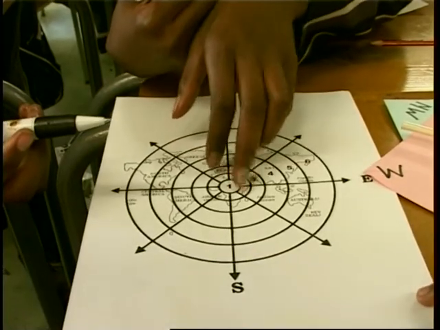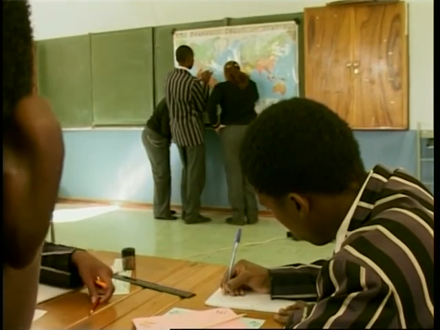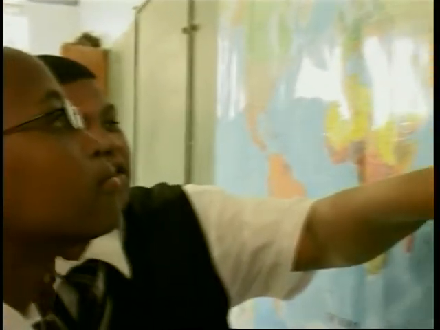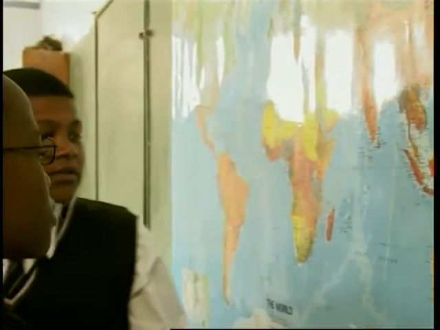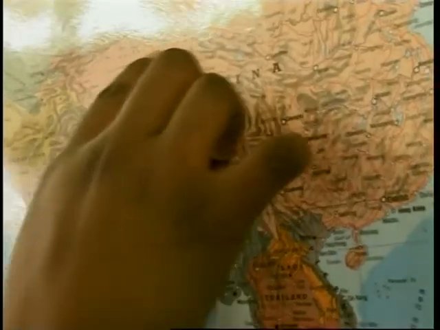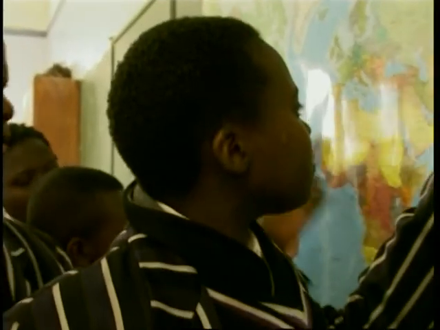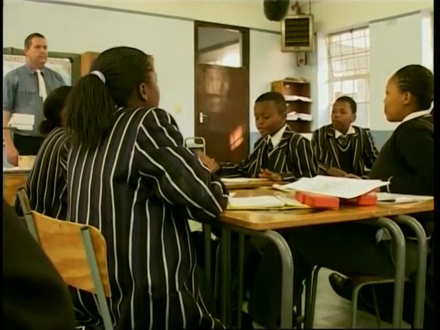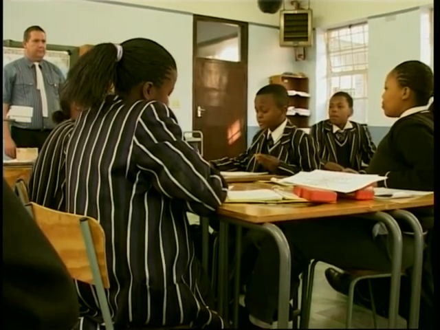Now the learners have to see where they are going on their holiday around the world. Once the Dyson spinner shows them where they're going, the learners use a world map to look at the country or town.